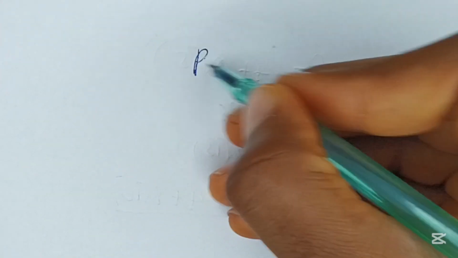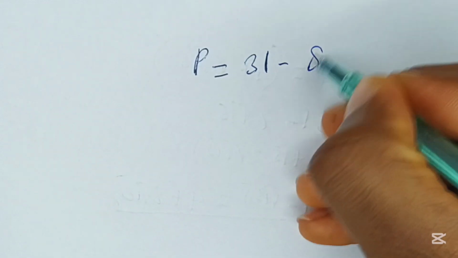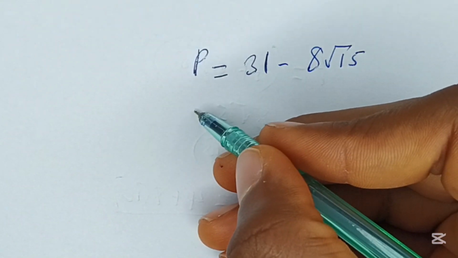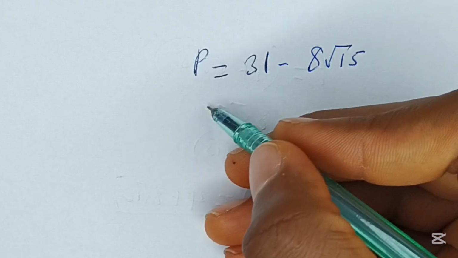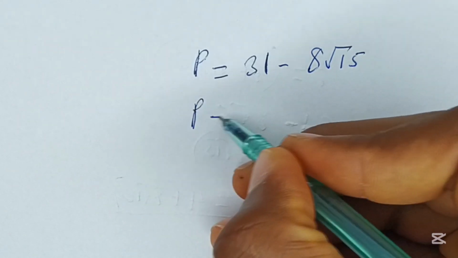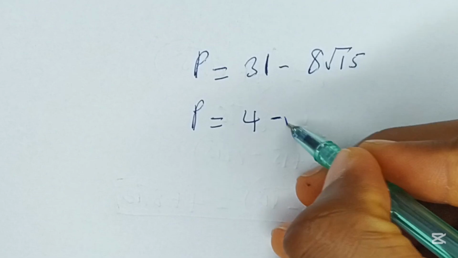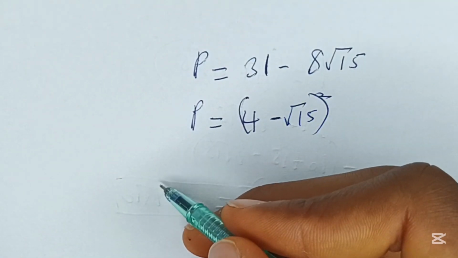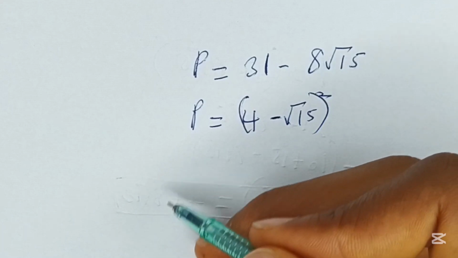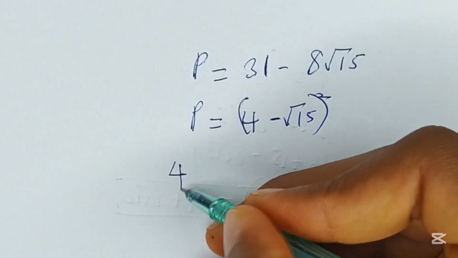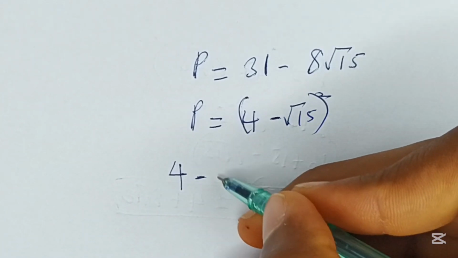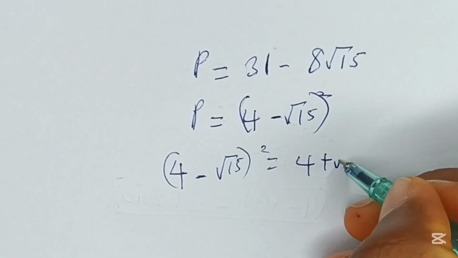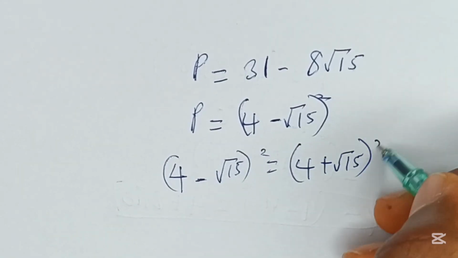Secondly, our answer for p is equal to 31 minus 8 root 15. From what we did initially, we had (4 + root 15) all squared. Hence, from here we'll have (4 - root 15) all squared to be equal to p. So from here we can conclude that (4 - root 15) all squared is equal to (4 + root 15) all to the power of x.